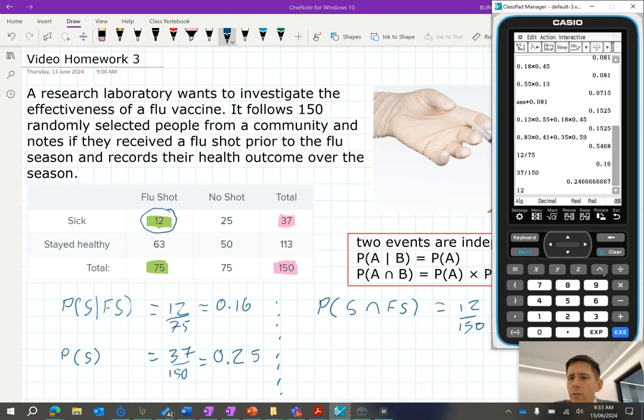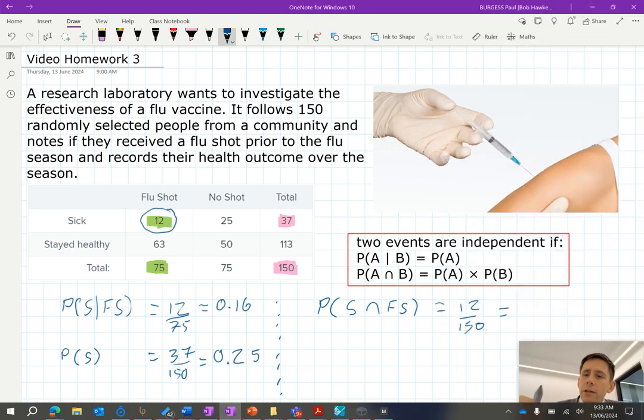So 12 divided by 150. I bet a bunch of you in your head are saying, well, that's going to be half of 12 over 75, which is 0.08. Brilliant. You guys are so smart. I've got to check on my ClassPad to make sure I'm right a lot of the time. Okay, so 0.08 is the probability of the intersection.